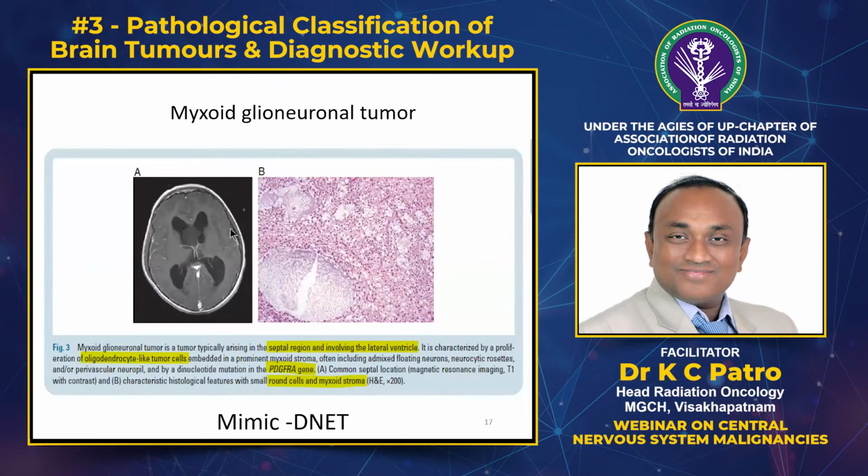See, this is the histological finding. This is known as a mixed glioneuronal tumor. It will mimic the histology of a DNET, it looks like a DNET. But if you go to molecular profiling, a mutation in the PDGFRA gene diagnoses it as a mixed glioneuronal tumor.